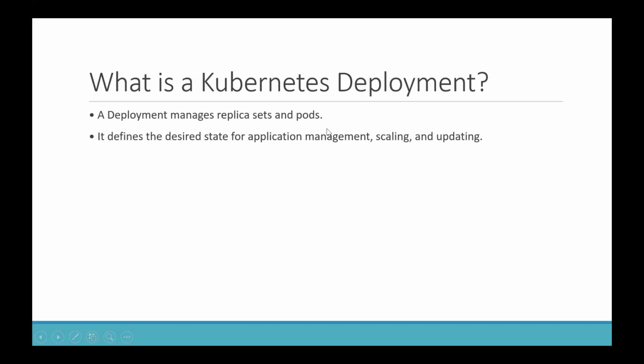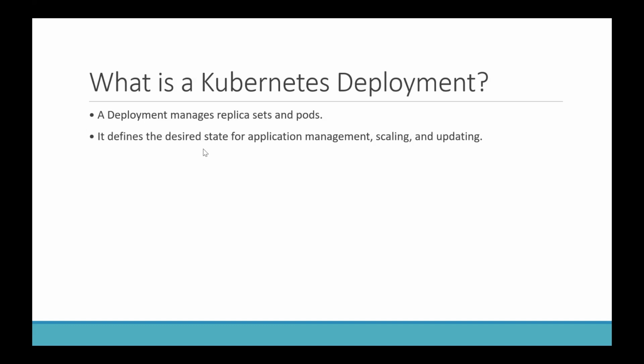This is just a brief introduction of Kubernetes deployment. I have already made a video about it, you can go and watch that, but this is just a YAML manifest explanation, so I will just briefly explain here. A deployment manages replica sets and pods. It defines the desired state for application management, scaling, and updating. If you create a deployment, you can manage it efficiently: you can scale it, update it, and roll it back.